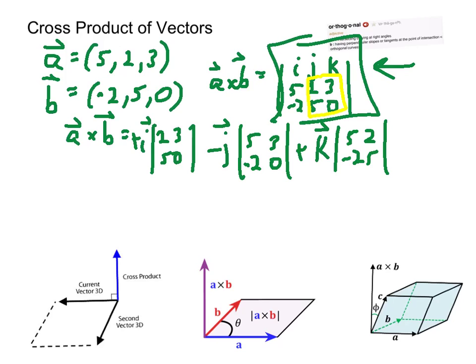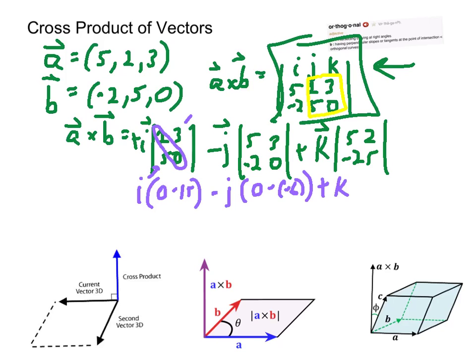So I have a lot of green going on, so here is I, and how do we figure this one out? It is the product of these, which is 2 times 0, which is 0, minus the other product, this product right here. So 5 times 3 is 15. And then we have negative J. This is 5 times 0 is 0, minus a negative 6. Plus k times 5 times 5 is 25 minus a negative 4.